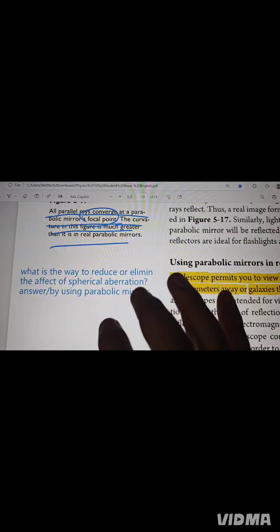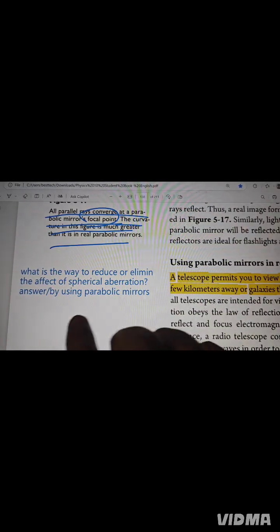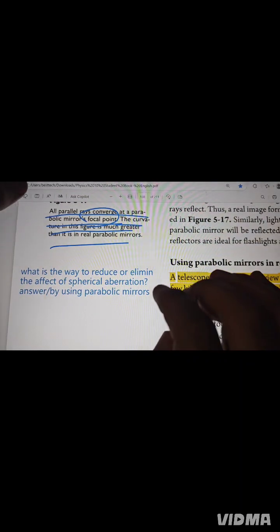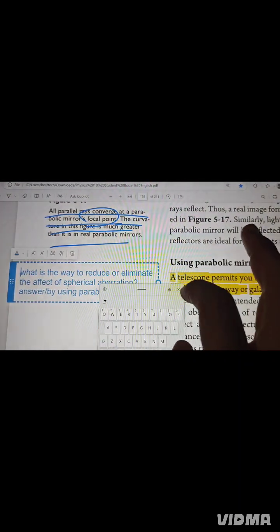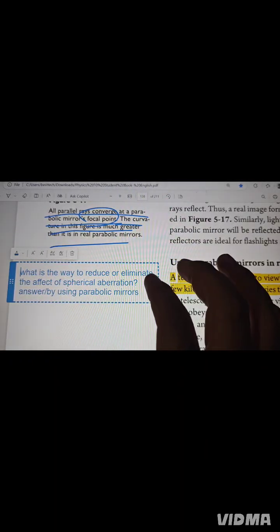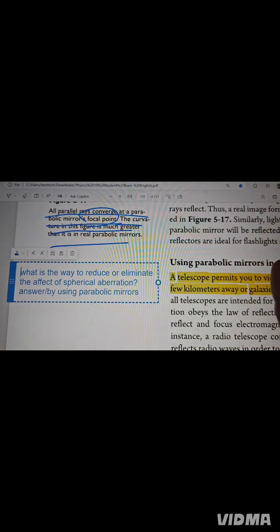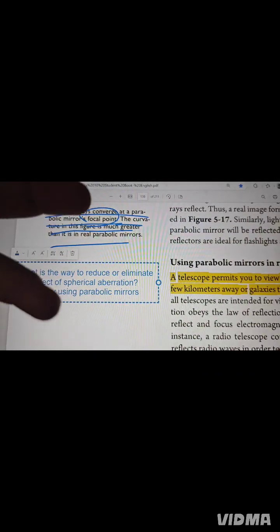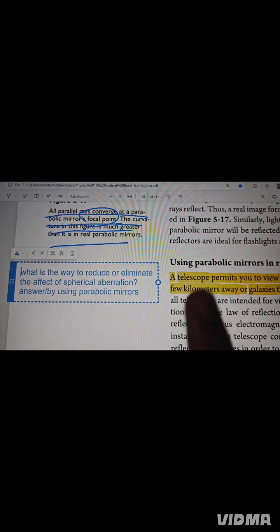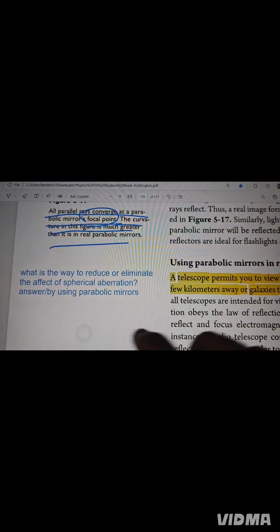Another question here: what is the way to reduce or eliminate the effect of spherical aberration? As I told you, by using a parabolic mirror. What causes a bad picture, a blurry or unclear image? The only way you can fix this problem is by using a parabolic mirror.